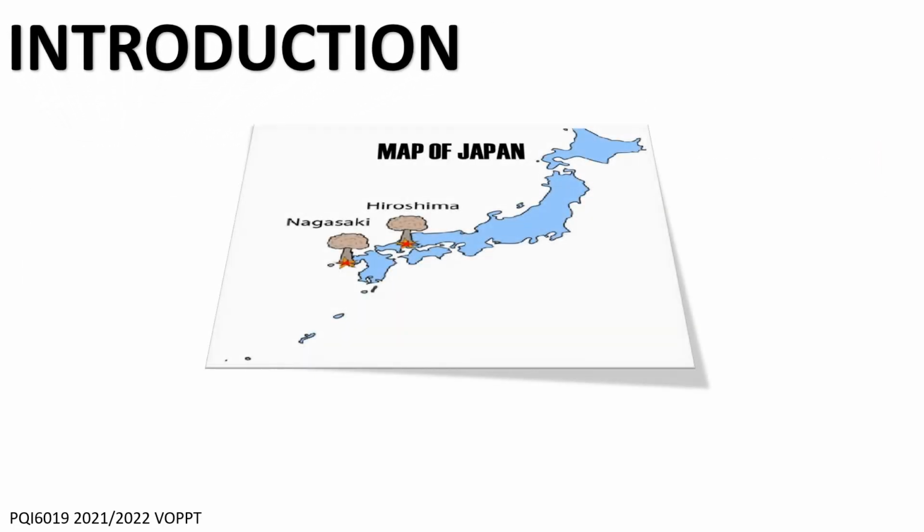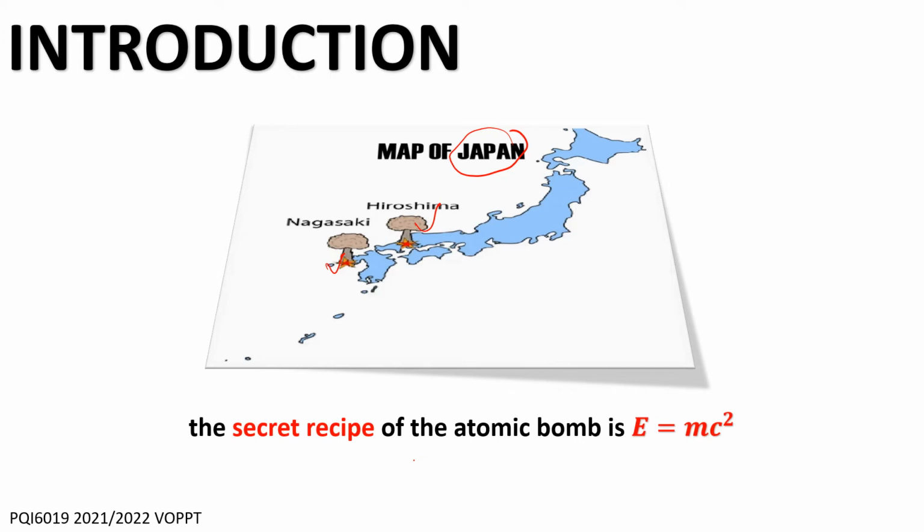My dear students, have you ever heard of the atomic bombing of Hiroshima and Nagasaki in Japan? If yes, do you know the recipe for the successful creation of this atomic bomb? Yes, you are right. The secret recipe of the atomic bomb is E equals mc squared.